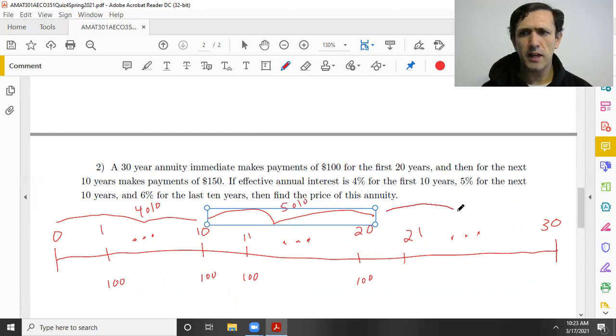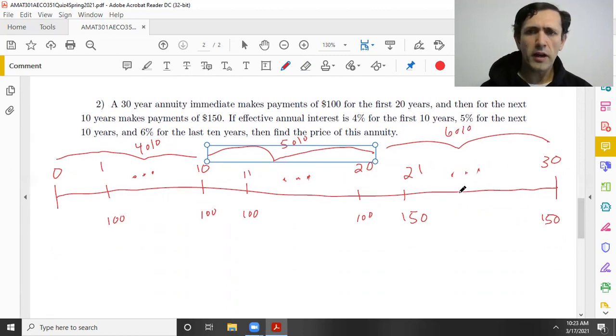And for the last 10 years, actually, sorry, payments for the last 10 years are 150. So this is 6%.